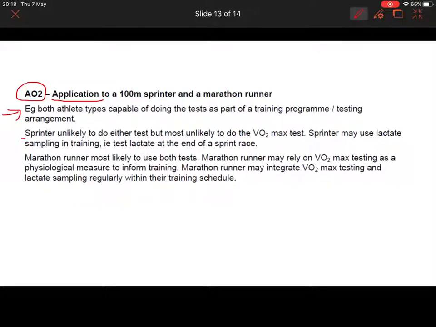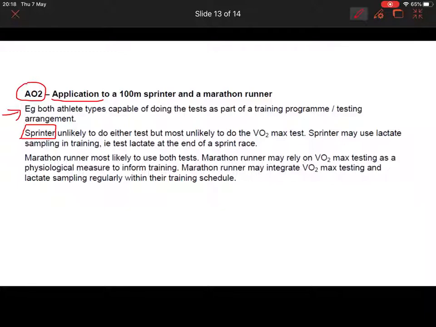Now the big thing you might be thinking, if we look at the sprinter and we think back to the continuum that I talked about, sprinters, particularly 100 metre sprinters, will be purely anaerobic, okay? And you might be thinking, well, a VO2 max test is the gold standard test for measuring aerobic endurance. So for sprinters working anaerobically, what's the point of them doing a VO2 max test? And that's essentially what this bit is referring to here. So the sprinters are unlikely to do either test, but probably more unlikely to do the VO2 max test. Now that's AO2. You'll see when we look at AO3, it gives reasons why it's unlikely that sprinters will do the test.